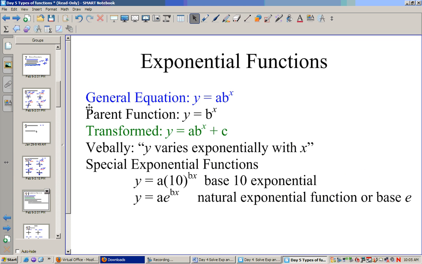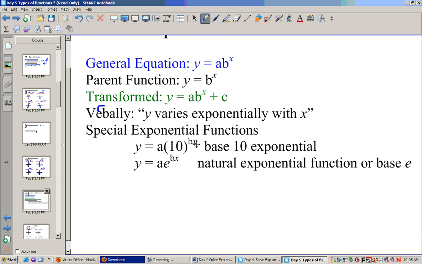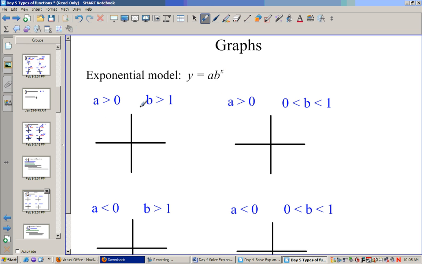Now we move on to exponential functions. The general equation is y equals a b to the x power. The parent function is y equals b to the x. We have a transform function. We say y varies exponentially with x. And we have some special ones where it's 10 to a power or e to a power. We've learned about those already, this chapter anyway.